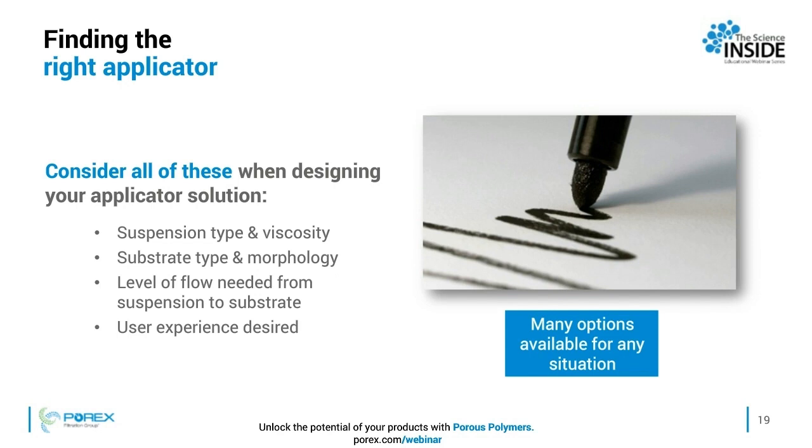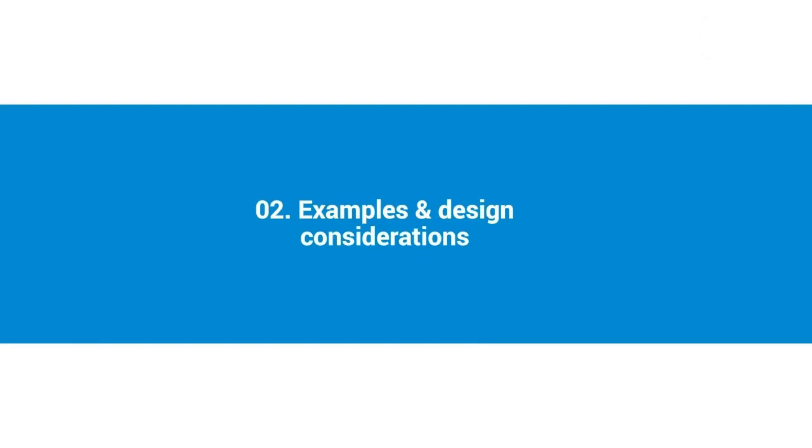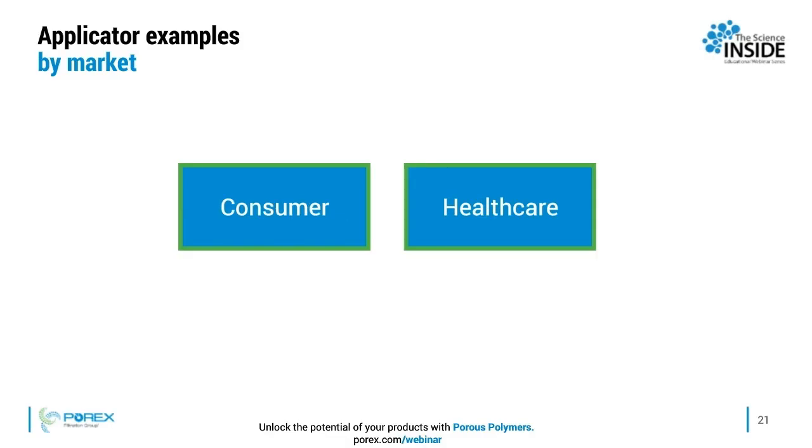So let's look at some of the examples where the functionality of the applicator can be used, and also some of the design considerations that go into designing the product. Let's look at some applicator examples by market. Most of these examples are from the consumer markets. However, we do have an example on the healthcare side, or a medical application, as well, and we are able to design any product that can be suitably used in that market as well.